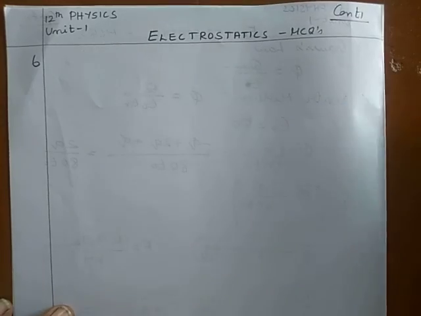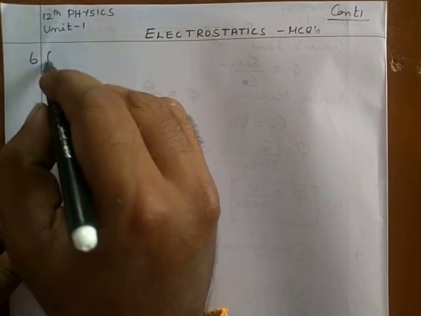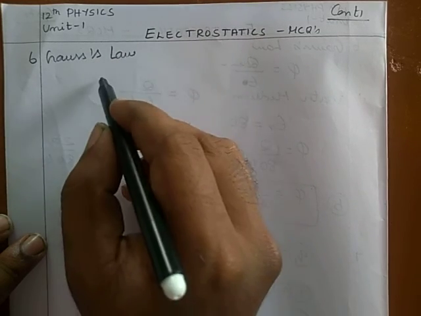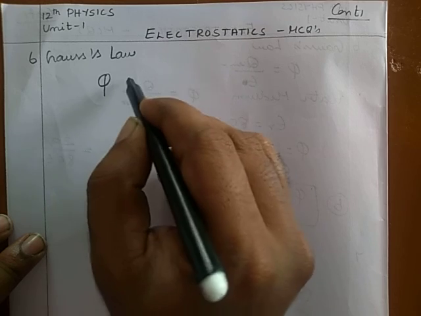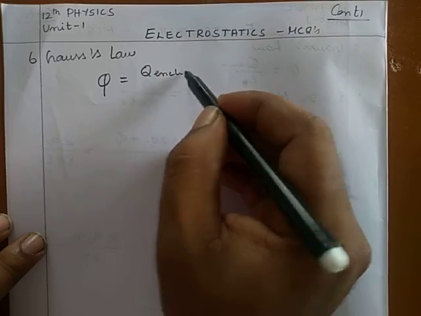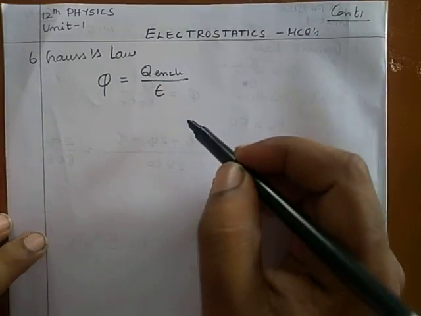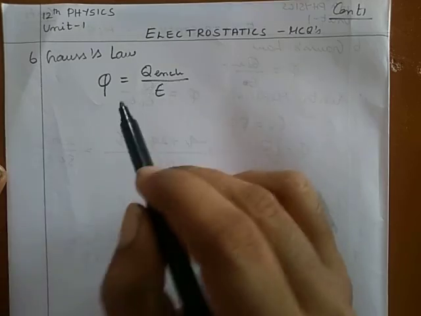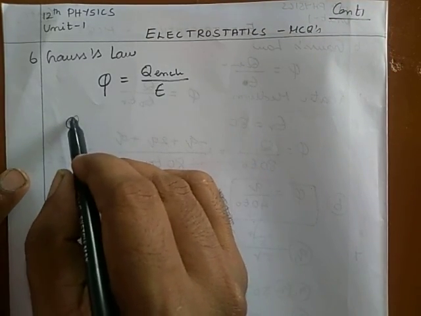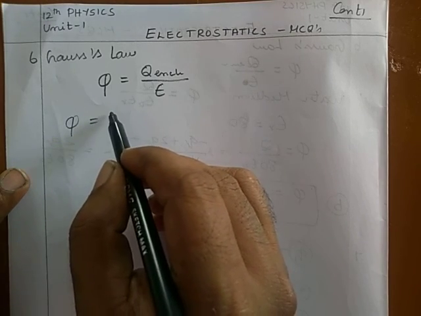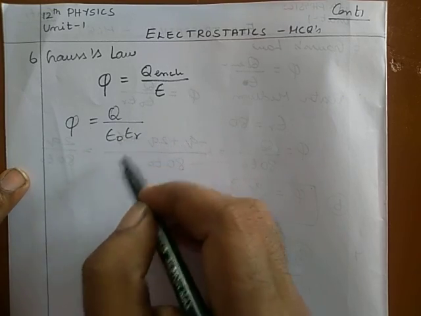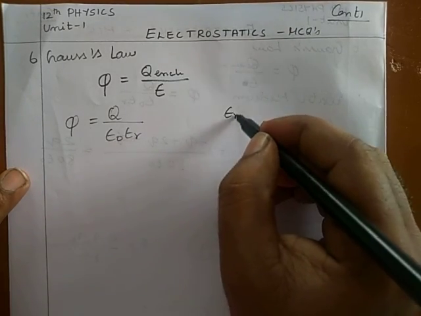We can apply Gauss law. We know Gauss law relates the flux through the surface and the net charge enclosed by the surface. Then phi is Q enclosed by epsilon. Okay, not epsilon naught. It is a general formula. Then we know it is a water medium, so phi is equal to Q enclosed by epsilon, which becomes epsilon naught epsilon r. The relative permittivity of water is 80.